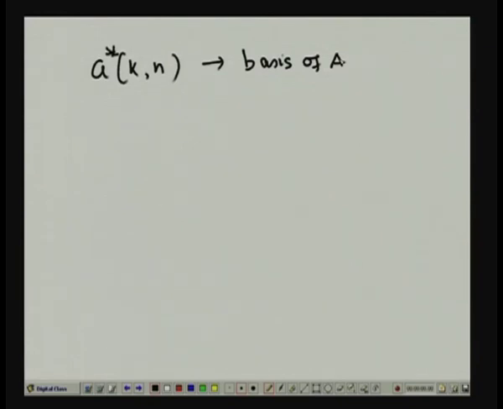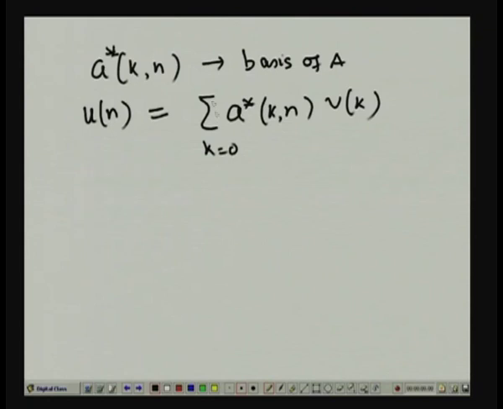And here what we have done is, the sequence of samples u n or vector u n has been represented as a summation of A star k n into V k for k equal to 0 to n minus 1.